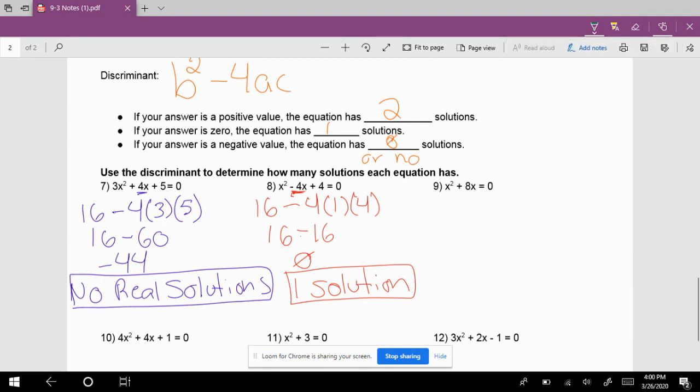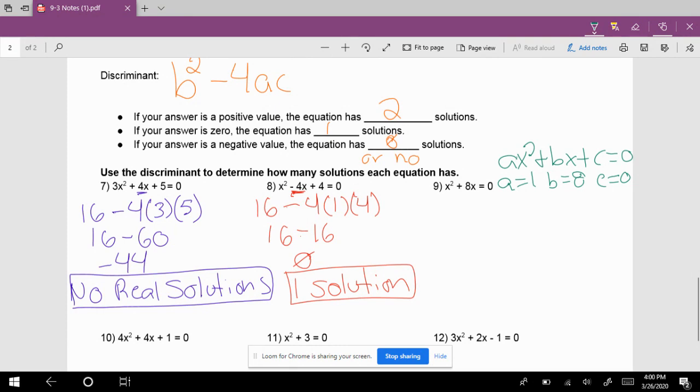Okay, so now we're going to look at 9. Now, 9's a little different because I only have 2 terms there. I don't have 3. So going back to the fact that we know we're working with ax squared plus bx plus c equals 0. I know A is 1. I know B, that's 8, but where's C? It's not there. If it's not there, we know that C is 0. So we need to take that into account when I plug it into the discriminant.